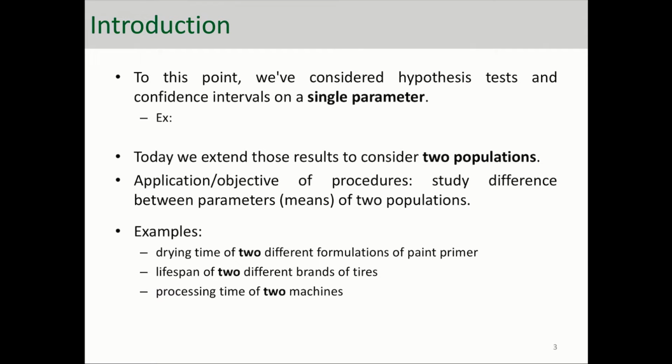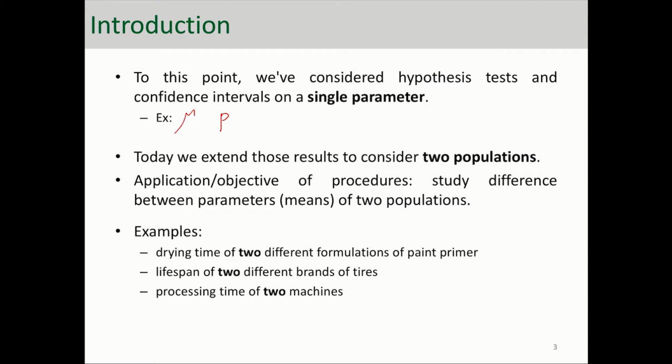So far, we have been always looking at hypothesis tests and confidence intervals on a single parameter. Basically, where we have a single population and we look at the mean of that population or proportion of that population. And we test a mu or a p versus different numbers that we hypothesize. But now we're going to extend that to two populations today.